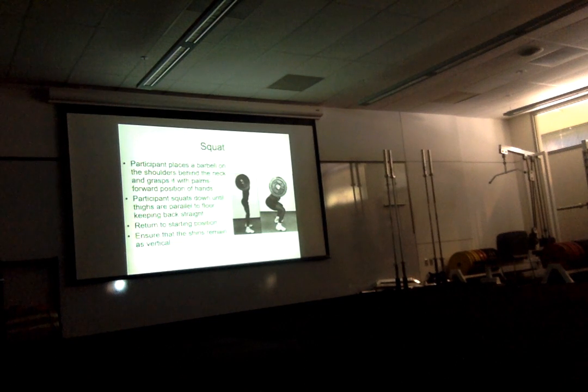And this needs some explanation. When we talk about ensuring that the shins remain vertical, what does that mean in a squat? Because in this position, most of us would say, this is a vertical position of the shin, correct? Well, is this a vertical position of the shin? What they're talking about is a vertical position of the shin in the frontal plane. So we want to have the knees staying over top of the feet, not collapsing inward.